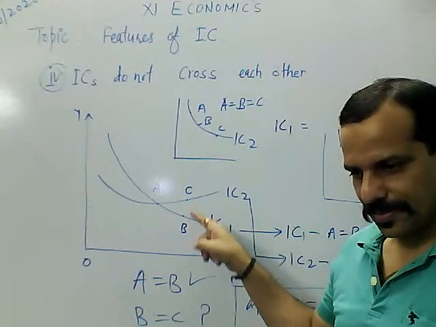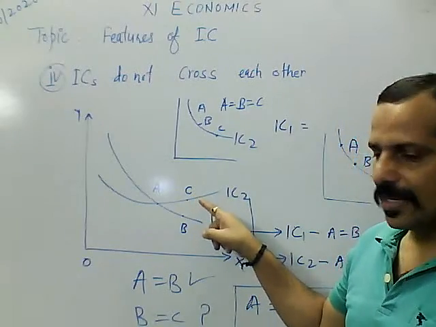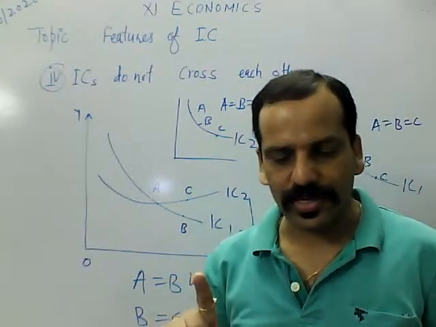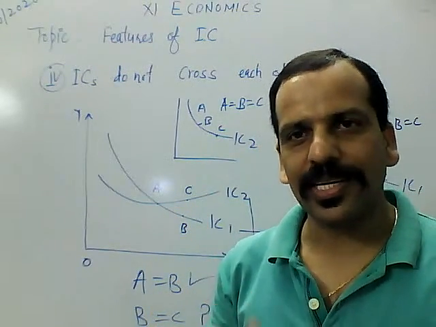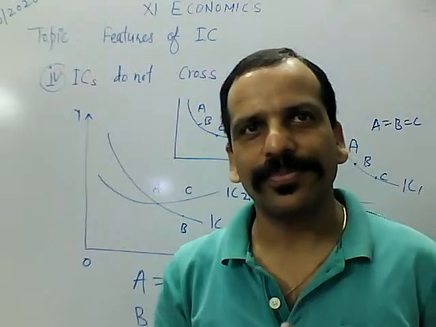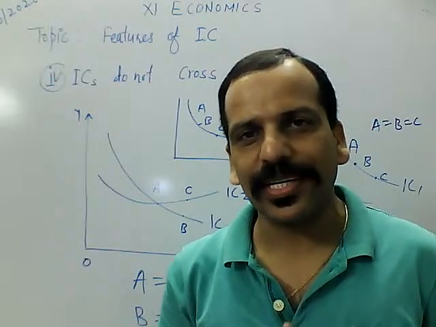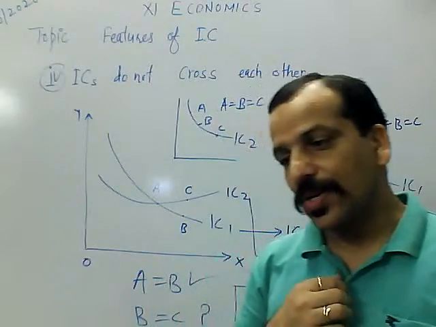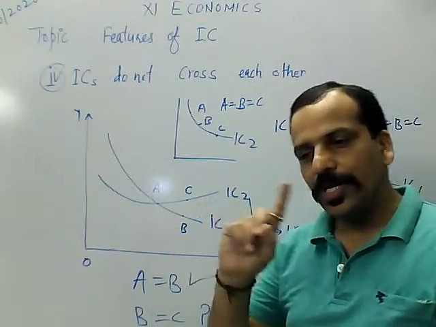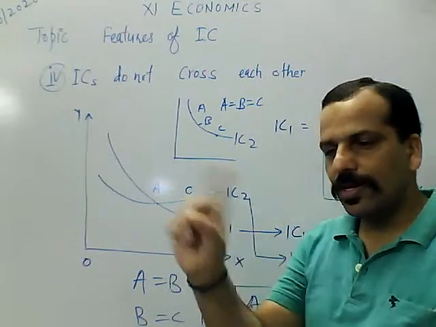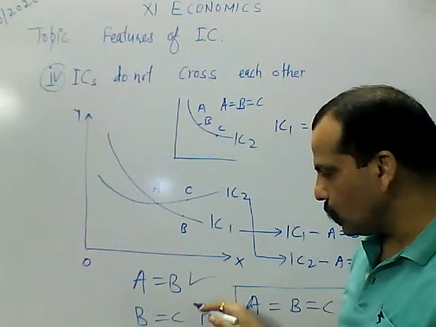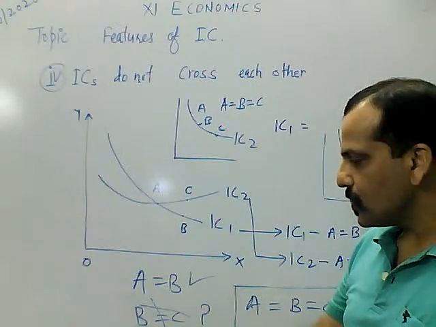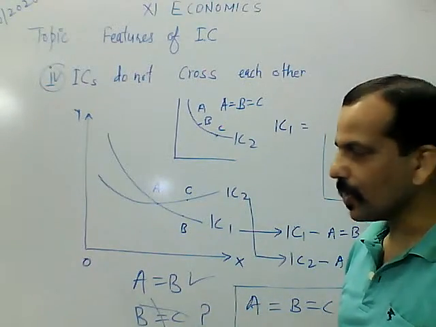True, false? And keep in mind the latest statement: higher indifference curves give you a higher level of satisfaction. Just the latest feature I taught you. Yes, A is equal to B, true, but B is not equal to C with it. So this is false. B is not equal to C.